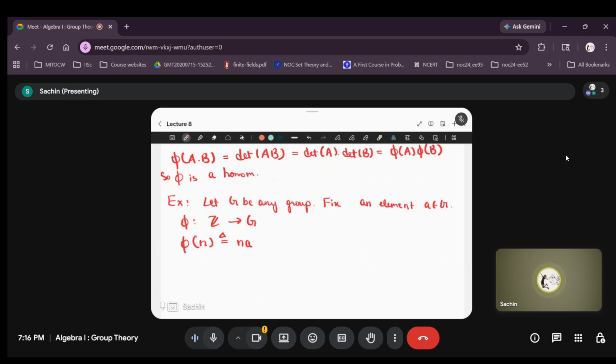So earlier we had a homomorphism that sent phi of A to nA, where n was fixed. This is a different homomorphism, where you are sending an integer n to nA, and A is what is fixed. So n varies. Is this a homomorphism?